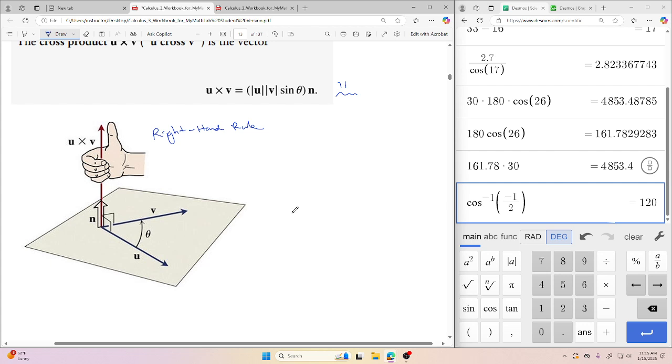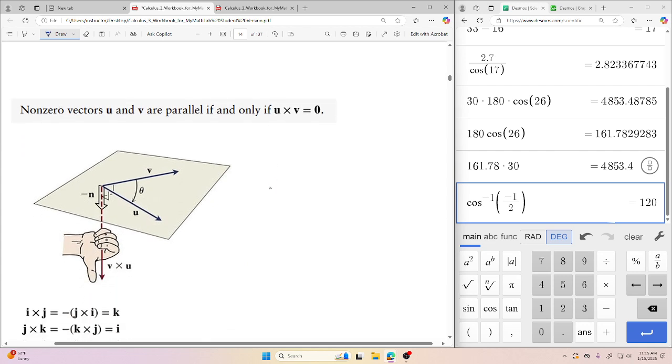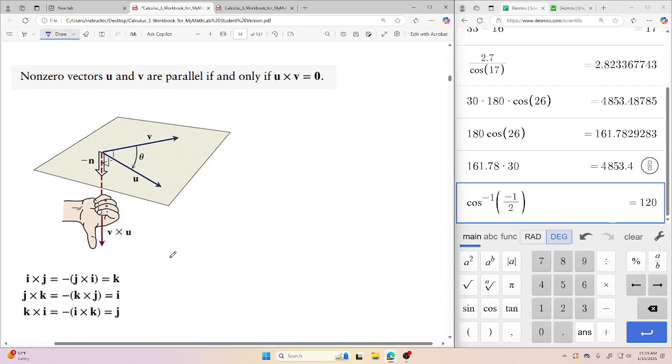I want to see if there's other formulas for it because there's a lot going on with this. It's really fun stuff. Oh, there's your negative. So if you can't curl your hand all the way around, just switch it, and you'll just point the other way. That's the idea there.